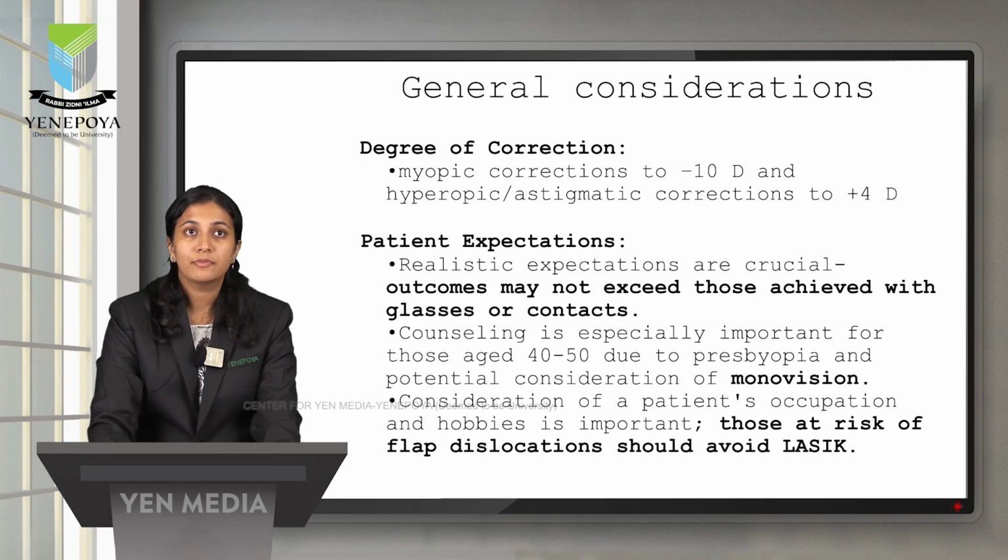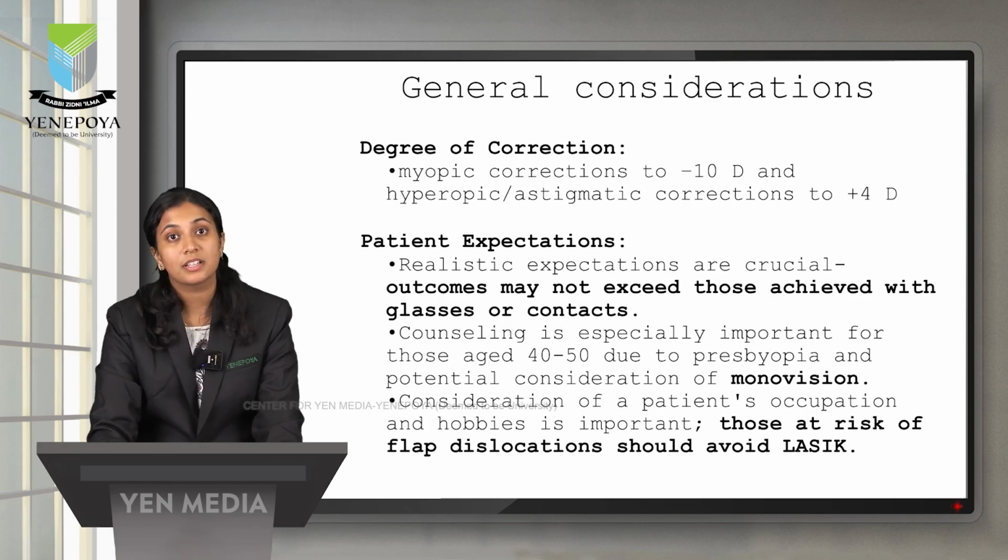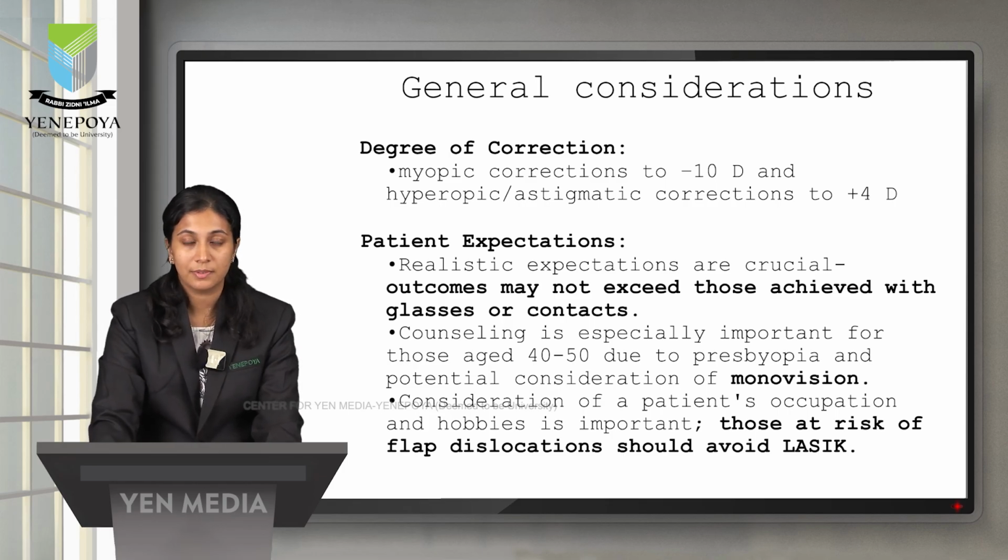Degree of correction, for myopia it is up to -10 diopter, and for hyperopia it is up to +4 diopter. Now patient expectation. If a patient's best corrected visual acuity is 6/12 using spectacles or contacts, then you should explain to the patient that their BCVA, best corrected visual acuity, would still be 6/12 after a refractive procedure. That is, they cannot expect a 6/6 correction in such patients.